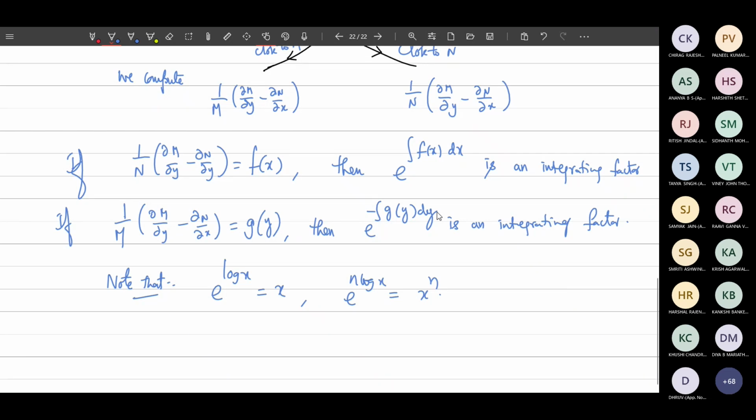Let us see an example. What do we mean by close to? That is the only meaning. The expression is close to means it is a multiple of that. I'll see an example now.